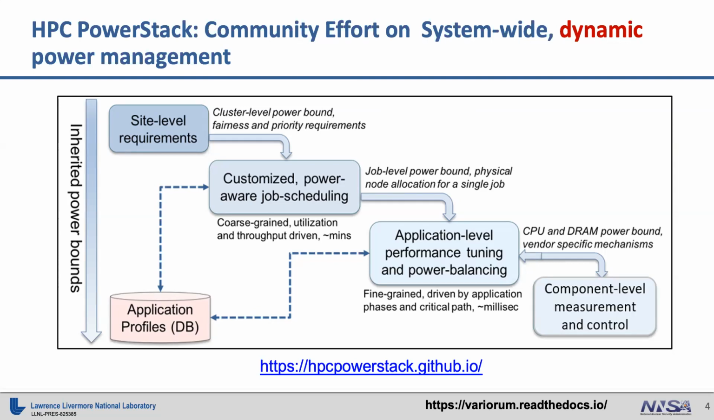And finally, to be able to enable all of this, we need the bottommost layer, which is the component level measurement and control at the node level, right? So this includes your CPU, DRAM, GPU, other components that might exist on your node. So management of that power. There's also the idea that you need application power profiles. So being able to use historical information from the application to inform application level or power like job scheduling level or the application level performance and power tuning. So this picture here captures a full systems effort or integrated effort towards management of power at a supercomputing center.